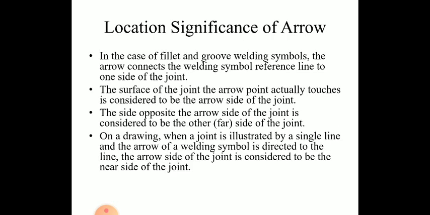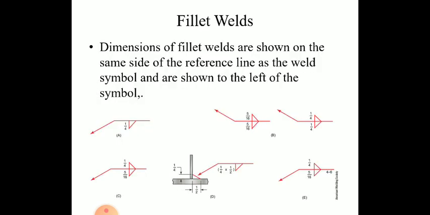That is the location significance of the arrow. So in the case of fillet and groove welding symbols, the arrow connects the welding symbol reference line to one side of the joint, and the surface of the joint that the arrow actually touches is considered to be the arrow side. The side opposite is the other side of the joint. So these are the things.